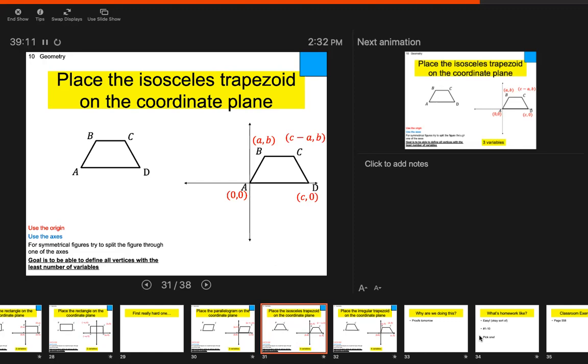Cool. So parallelogram, you kind of add something. Isosceles trapezoid, you're subtracting something. And there are a couple of those tonight for homework as well. In fact, the only shape I did not do was the square, which you guys will be fine. We did a rectangle, so.